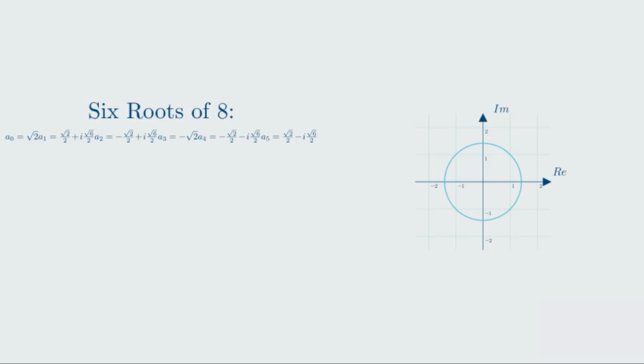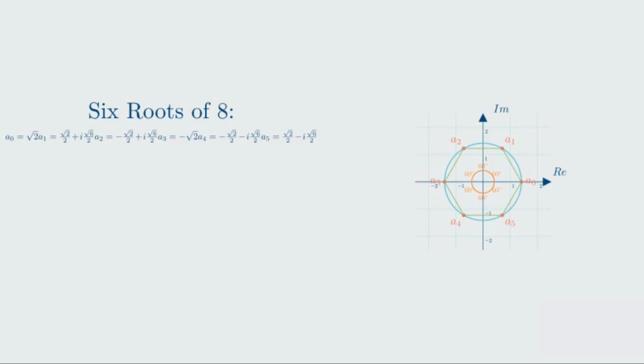This is a property of the roots of unity. The first root is at 0 degrees. The second is at 60 degrees. The third at 120, the fourth at 180, the fifth at 240, and the sixth at 300. They are all 60 degrees apart.